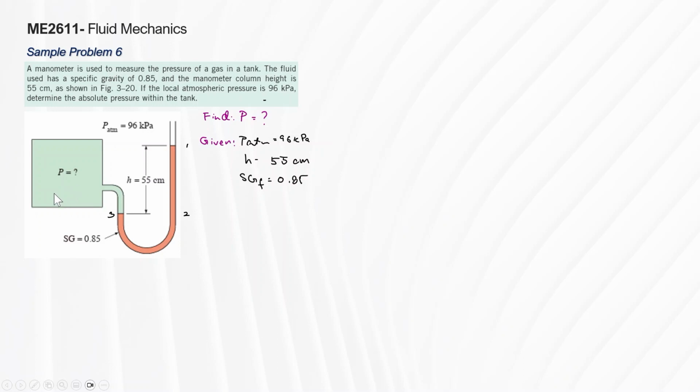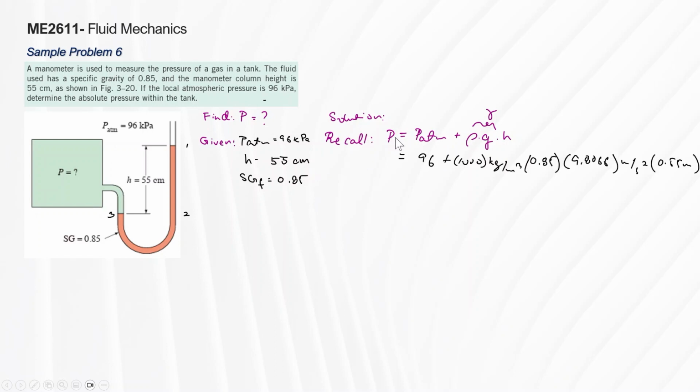So, recall that the absolute pressure is equal to the atmospheric pressure plus gauge pressure, which is equal to rho times acceleration due to gravity times height, or essentially gamma times height. Okay? So we can substitute the values right away, since we already have the values here. We have 96 kilopascal. Remember to have unit cancellation. Let's put it here, kPa.